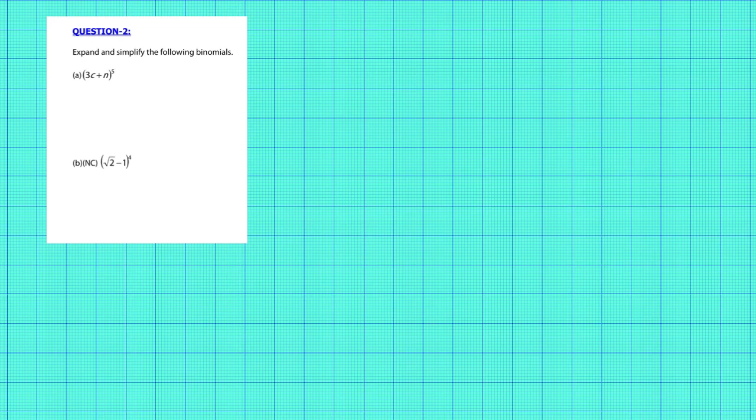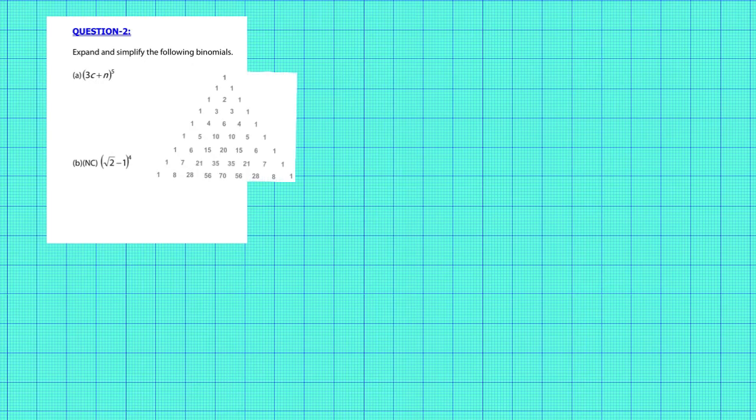Question 2. Expand and simplify the following binomials. Again, the easiest way to do it is to use Pascal's triangle. A. Expand 3c plus n to the power of 5. Because n is 5, highlight the 6th row of Pascal's triangle. Write down the 6th row: 1, 5, 10, 10, 5, 1.